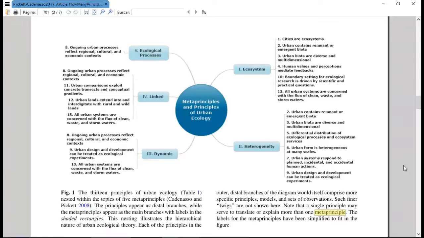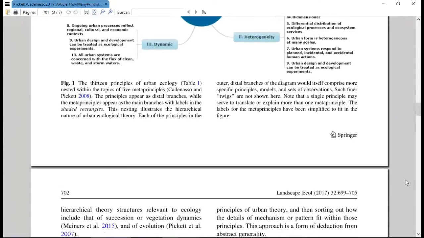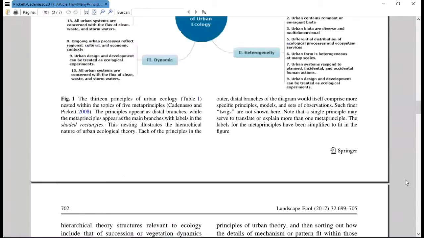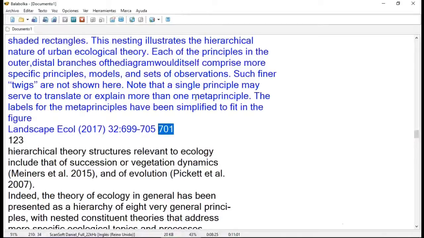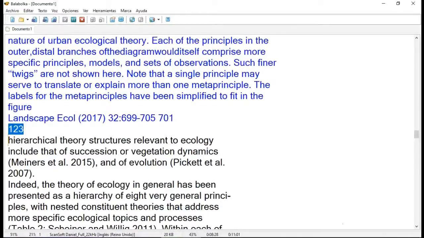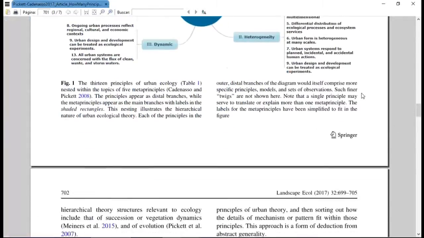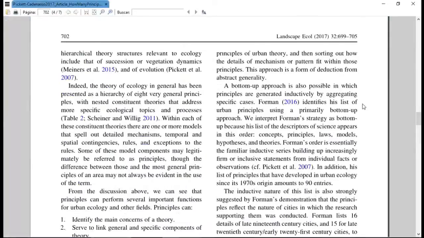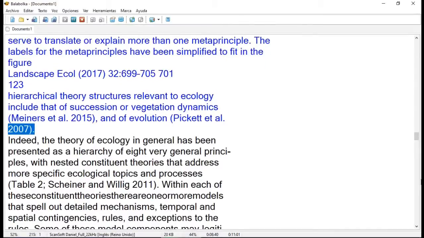The labels for the meta-principles have been simplified to fit in the figure. Landscape Ecol, 2017, 32:699-705, 701. Hierarchical theory structures relevant to ecology include that of succession or vegetation dynamics, Meiners and others, 2015, and of evolution, Pickett and others, 2007.